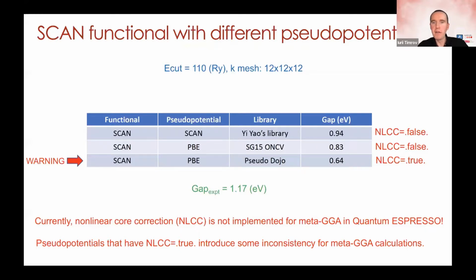However, a very important remark is that on the GitHub of PseudoDojo, there are actually pseudopotentials regenerated without nonlinear correction. Actually, Samuel Poncé from Belgium regenerated them. So you can try to use them if you want. You go to the official GitHub repo of PseudoDojo and try PseudoDojo without nonlinear correction. Otherwise, SG15.